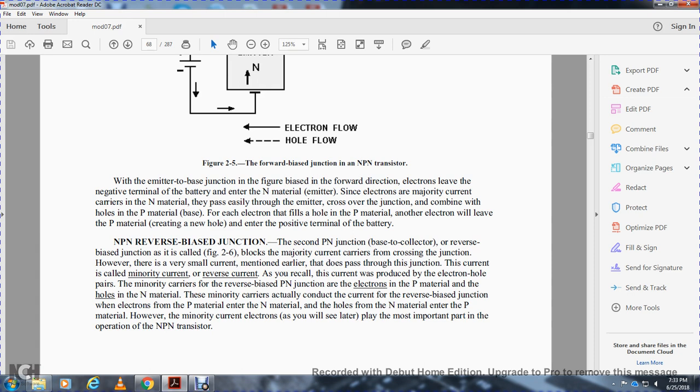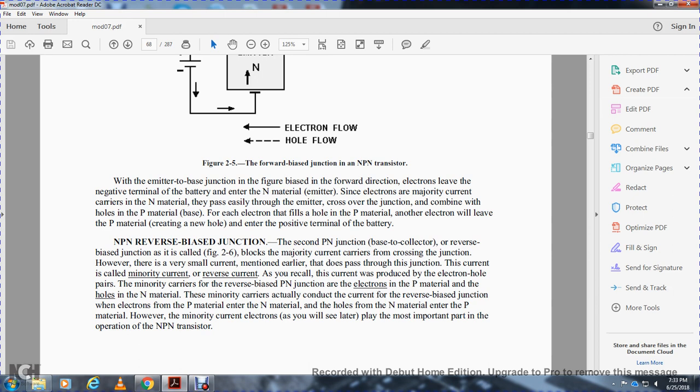Negative positive negative reverse bias junction. The second positive negative junction, the base collector reverse bias junction, is also shown in figure 2.6. It blocks the majority carrier currents from crossing the junction. However, the very small current mentioned earlier does pass through the junction. This current is called the minority current, or the reverse current.